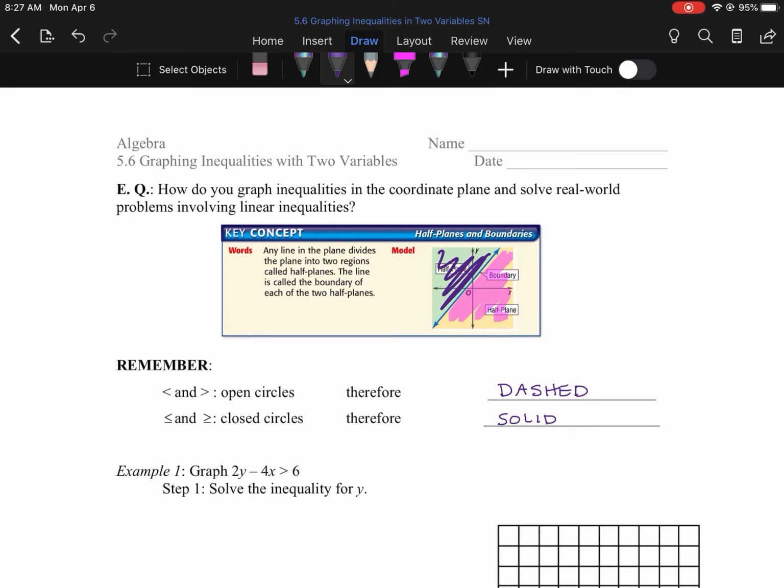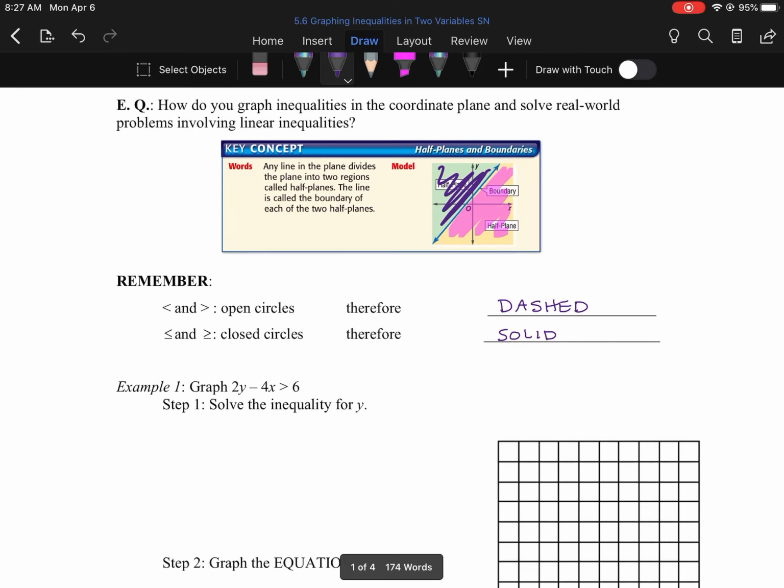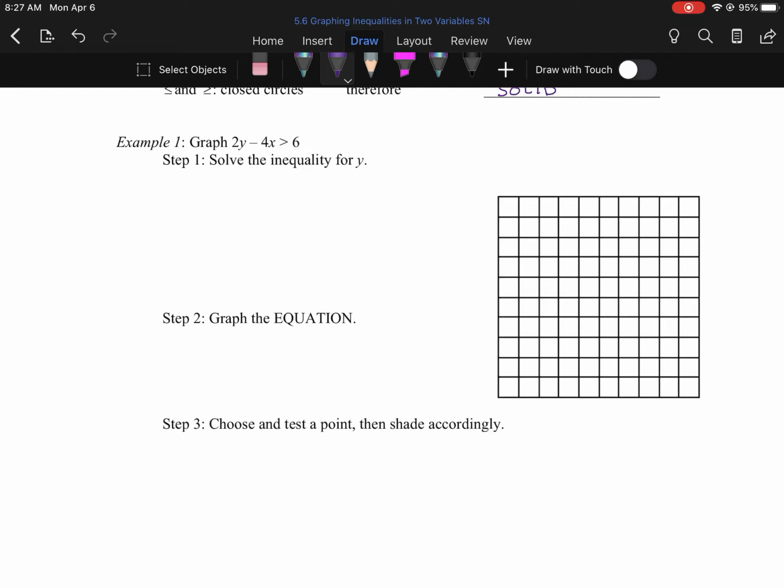Now this is very important for next chapter, because next chapter we're doing systems of equations. And then we get into systems of inequalities, which means one problem that we're going to do today, there will be two of them in one problem. So we're going to graph one inequality. Next chapter, we're going to graph two on the same coordinate plane.